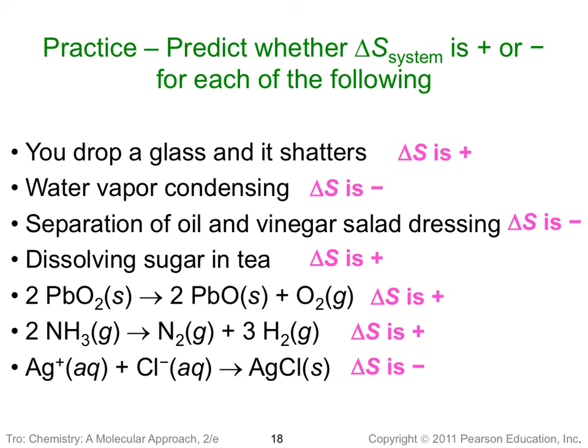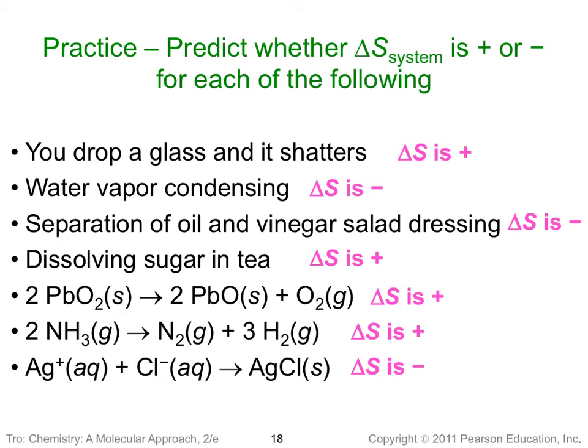Okay, so these answers are already in here, but you want to predict whether the delta S of a system is positive or negative. You drop a glass, it shatters, it's now in a bunch of pieces. That's more random. Delta S is positive. Water vapor condenses, that means it's going from a gas to a liquid. The delta S is negative. When oil and vinegar in salad dressing separate, they're no longer dispersed, so that delta S is negative.